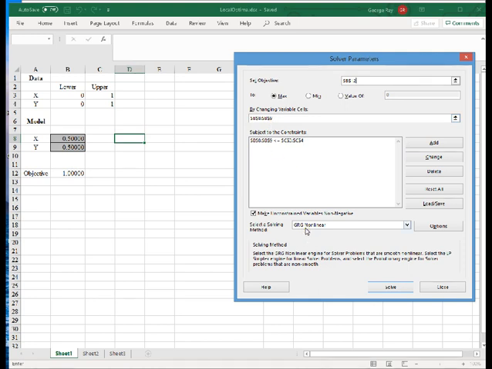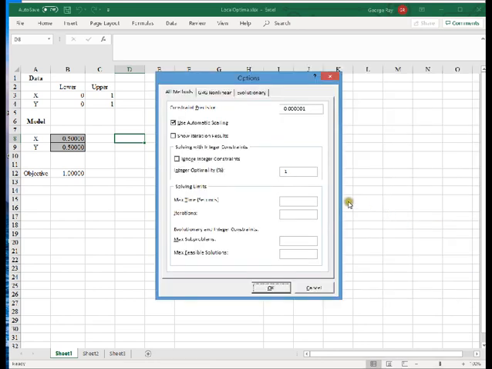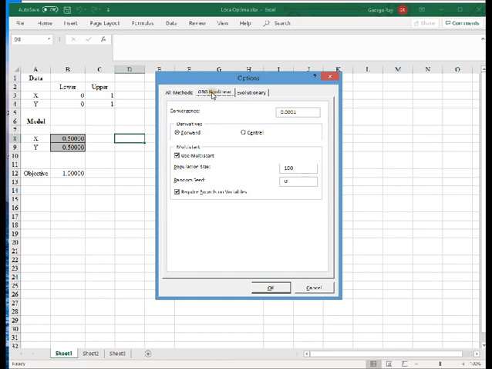Of course, we choose the GRG nonlinear. Let's click the options button. So now we can look at GRG nonlinear, click the GRG nonlinear tab in the options dialog box, and you'll see multi-start. So that's clicked. That means that we're going to use multiple starting points, and we're going to return the x and y quantities of our decision variables for the highest optimum we find from those multiple starting points.